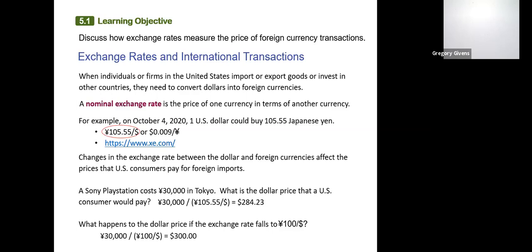So what do we witness here? That even though the price of a PlayStation in Japan has not changed, if the exchange rate between the yen and the dollar goes down, that's going to make the domestic price that we face more expensive, right? The price is going to go from $284 to $300. Okay?